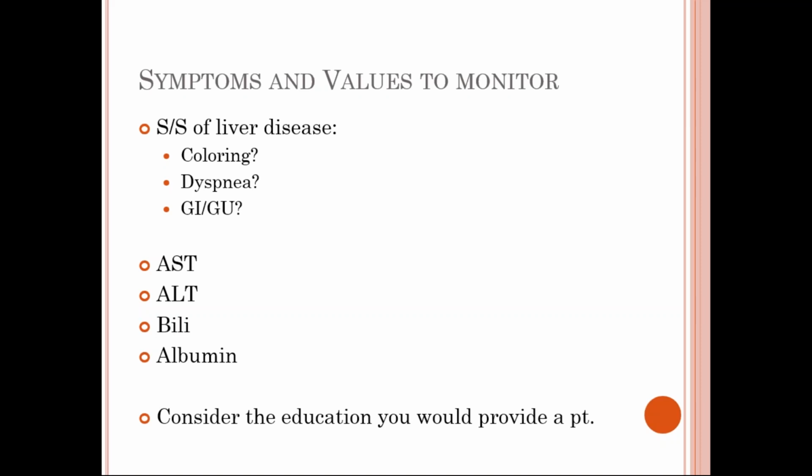Bilirubin has to get conjugated by a healthy liver and excreted. So if there's not a healthy liver, that'll go up. Albumin will go down. Consider the education you'd provide a patient.